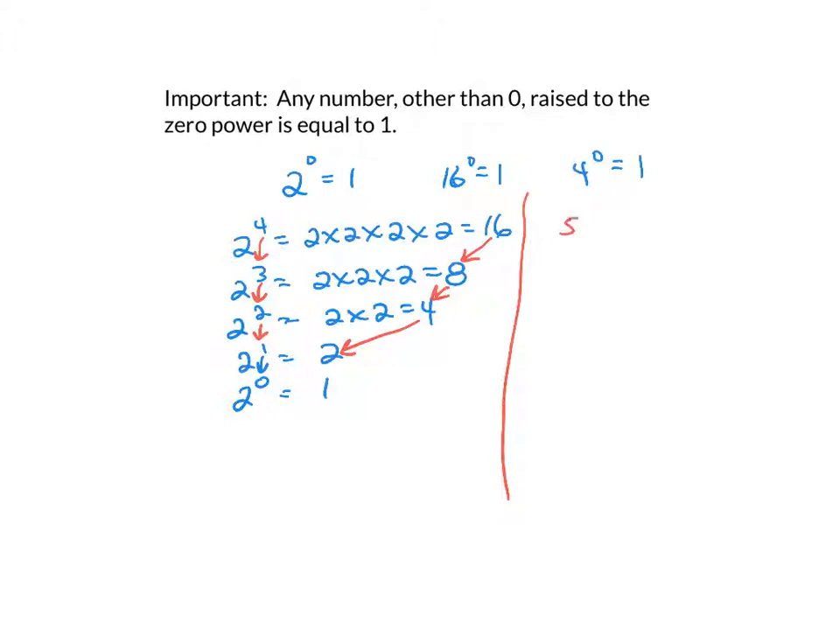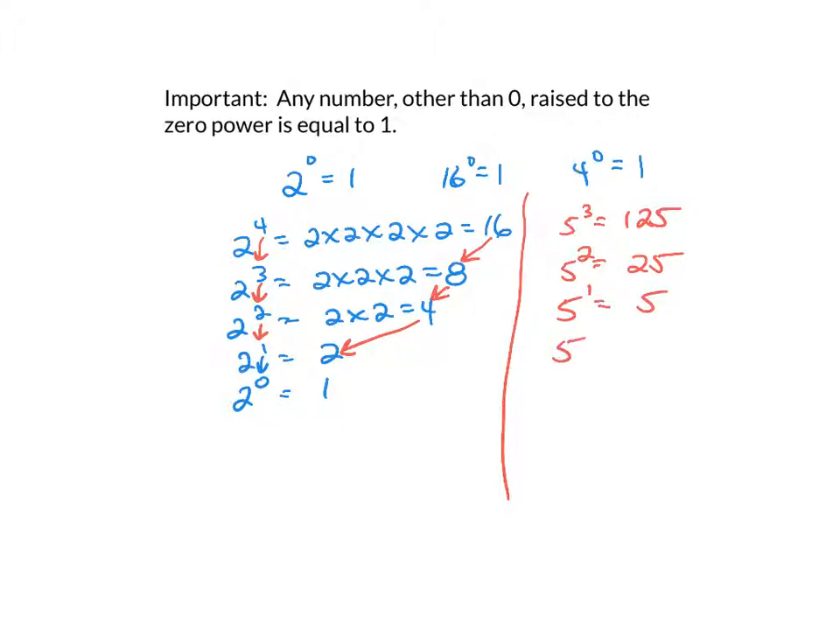If I have 5 to the third power, 5 to the third power means 5 times 5 times 5, which is 125. 5 to the second power means 5 times 5, which is 25. 5 to the first power is just equal to 5.